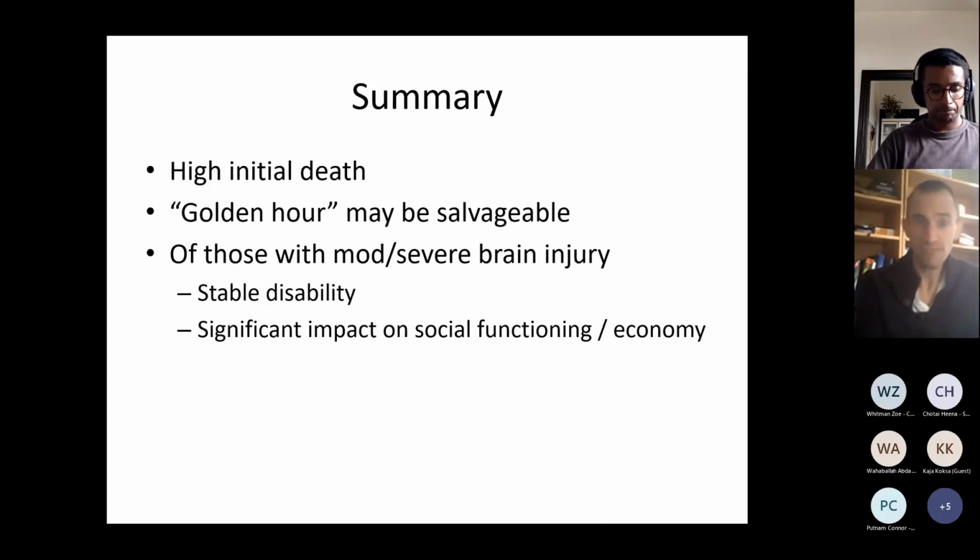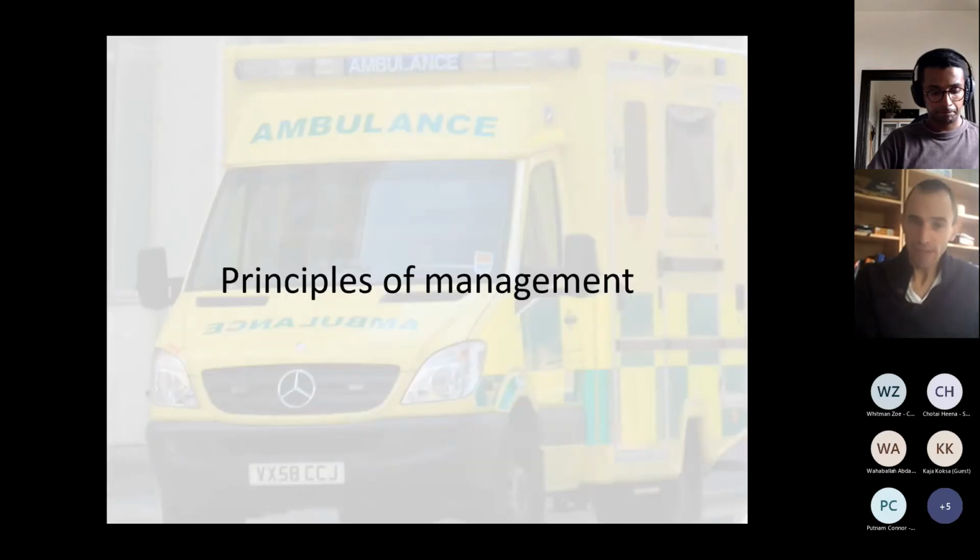So trauma is expensive. It has a high initial death rate. I think the golden hour is really important, and that's the time where we can probably effect the greatest change for those patients. And of those with a moderate or severe brain injury, they'll probably have a stable disability, but they won't necessarily be able to do the things that they want to do. So there's a significant and stable impact on that patient, but there's a much wider impact on social functioning and on the economy as well, a big cost to society. So a little bit of background to trauma.